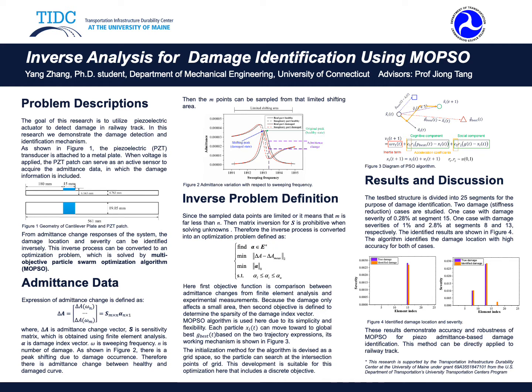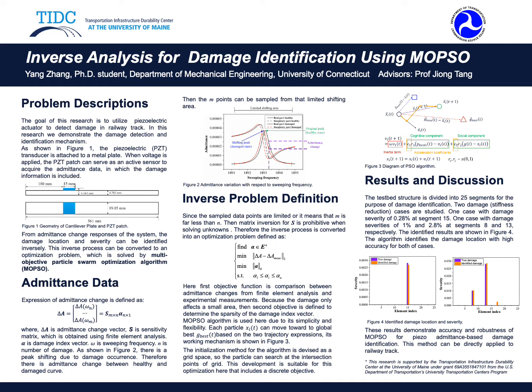The initialization method for the algorithm is devised as a grid space, so the particle can search only at the intersection points of that grid. This development is suitable for the optimization defined here because it includes a discrete objective, the L0 norm.